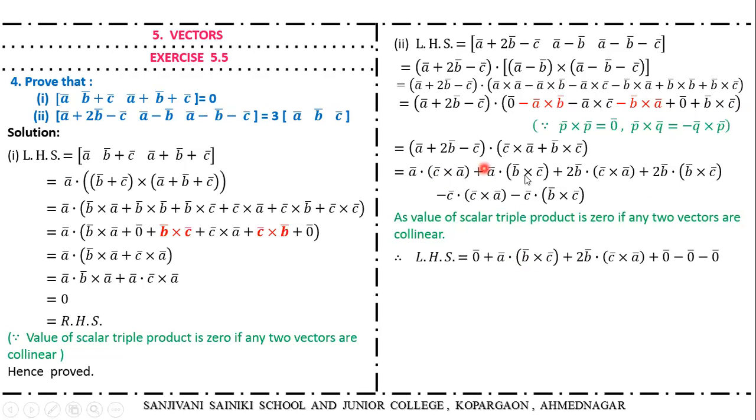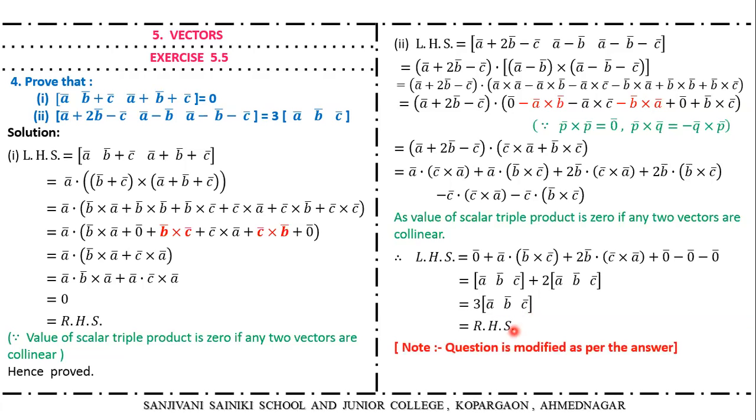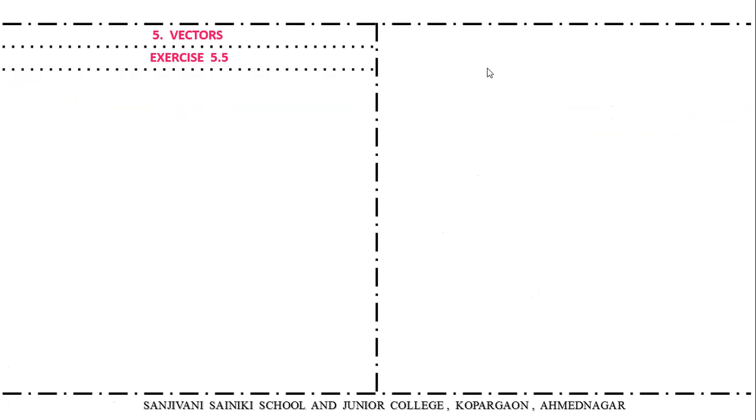So what remains is A bar dot B bar cross C bar plus 2B bar dot C bar cross A bar. Now we know that a cyclic change in the scalar triple product doesn't change its value. So we change the vectors B bar, C bar, A bar; two cyclic changes give you A bar, B bar and C bar. This is the 2 and this is 1. So 1 plus 2 is 3 times the scalar triple product of A bar, B bar and C bar, which is equal to RHS. And now this question is modified as per the answer.